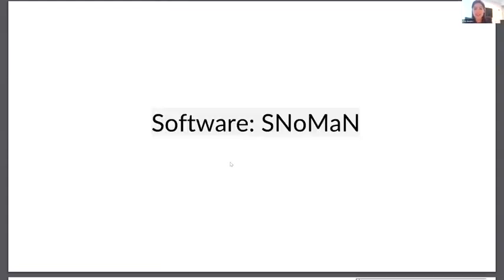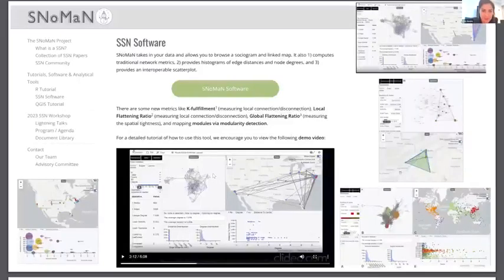Okay, and now I'm going to turn to the SNoMaN software. So this is really exciting for us. We've been developing it from scratch. And Xichen Jin has been leading this and doing a really, really exciting job. So I'm going to do something I have never done before, which is a live demo over Zoom. But I think I'm among friends today, so we'll try it out. Okay.